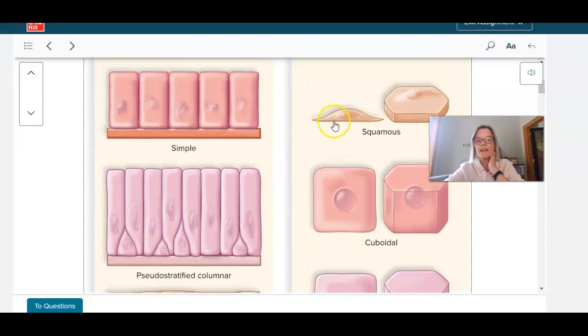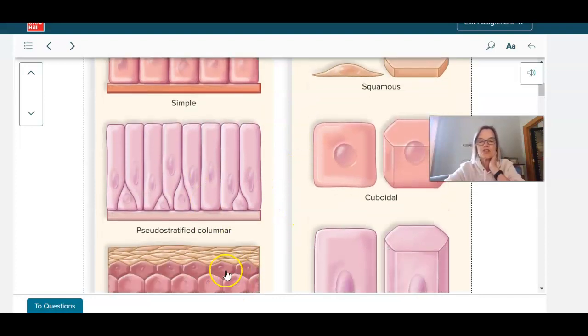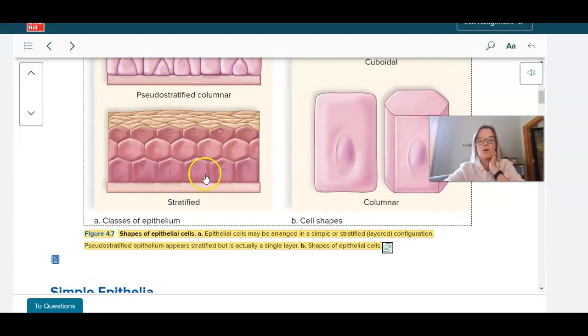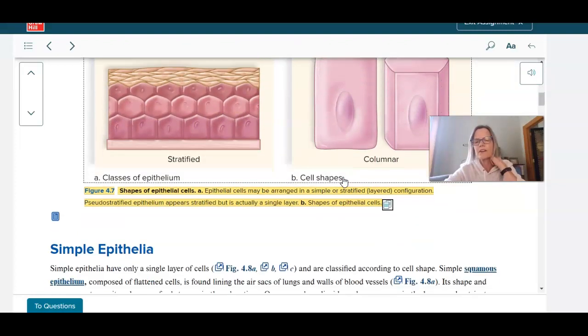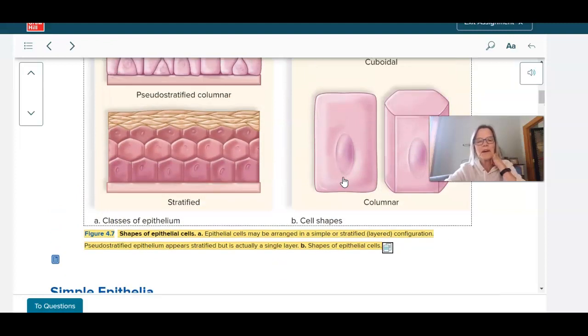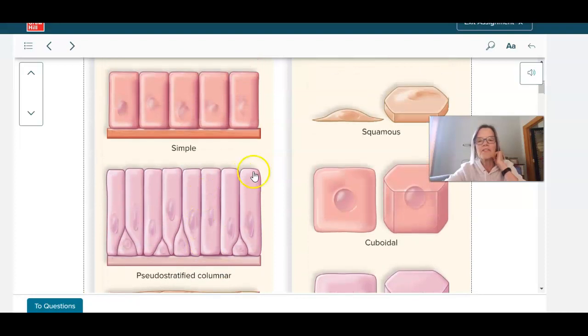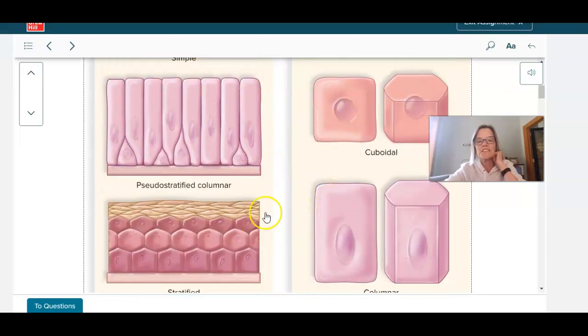There's stratified squamous, stratified cuboidal, or stratified columnar. I actually am not 100% sure there are stratified columnar cells actually, but I guess technically there could be, where you have layers of flat cells, layers of cuboidal cells, and layers of columnar cells.